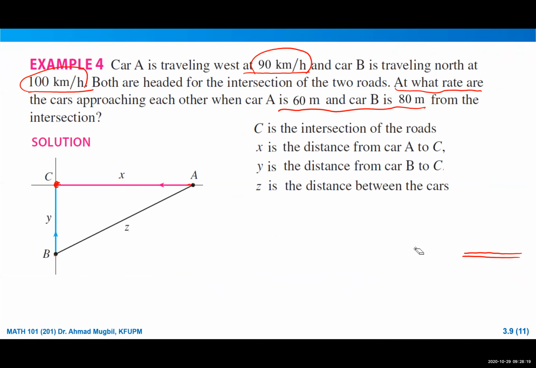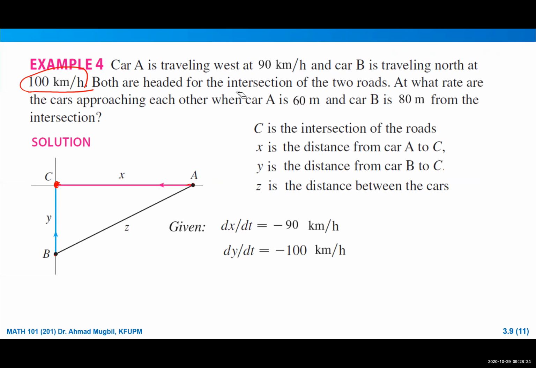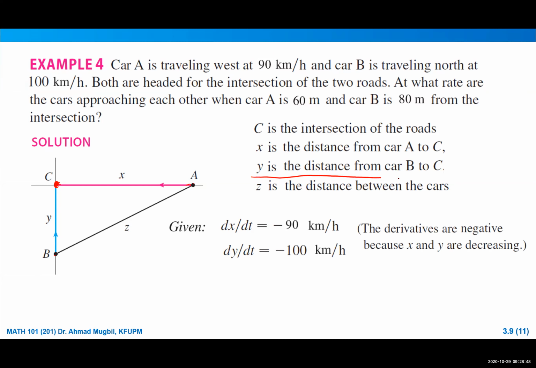This is a very important trick. Many students forget to mention whether it is positive or negative. So ask yourself, is it increasing or decreasing? If it is increasing, consider it a positive rate of change. And if it is decreasing, its rate of change will be negative. Very important trick in this example. How is Y decreasing? The car is moving here. This is the intersection point. Look at the direction. What is Y? Y is the distance between car B and the intersection point here.